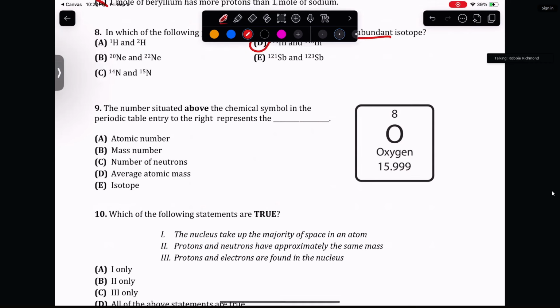Number 9. The number situated above the chemical symbol in the periodic table entry to the right represents the atomic number. That's just straight out of your notes. And atomic number is also the same as the number of protons. Mass number, nope. We already talked about it. That's not mass number, that's atomic number, that's protons. Number of neutrons, nope. Average atomic mass, nope. Isotope, nope. That's just what this number is up here.